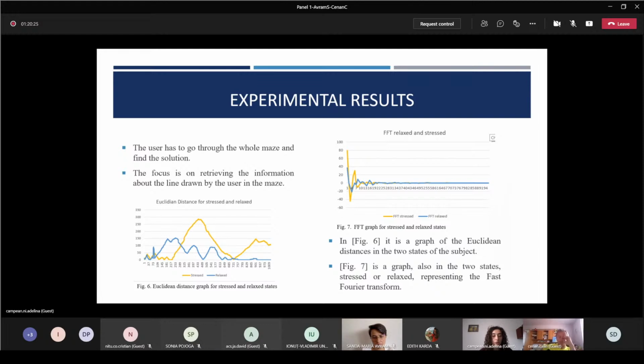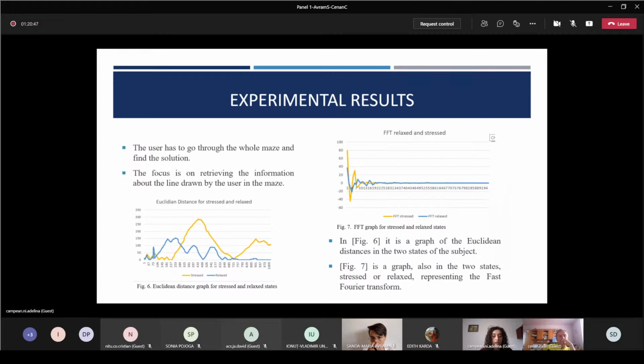The one drawn with the blue line represents the relaxed state of the user, and the one drawn with the orange line represents the stressed state. As can be seen, the stressed one has higher values because they are based on the line drawn by the user, and in the stressed case, the fluctuations are bigger. In the relaxed case, the user is closer to the ideal path, so the values are lower, as are the fluctuations.